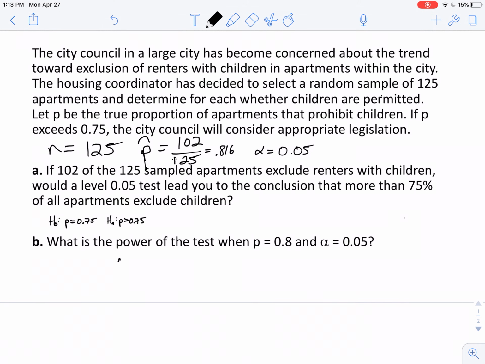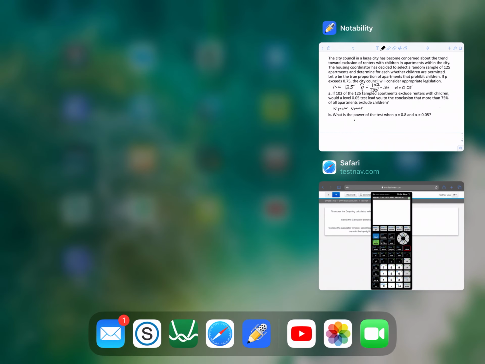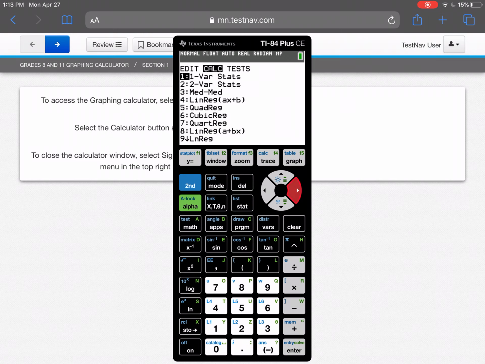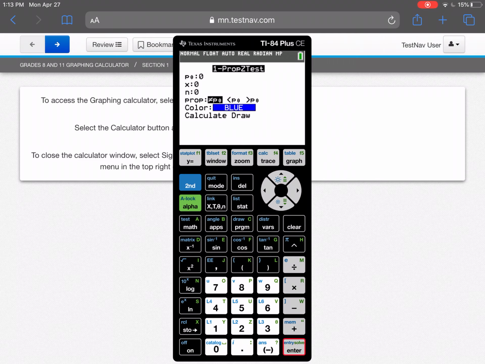And then what I'm going to do is calculate my p-value. To do this, I'm going to use the TI calculator function. So I'm going to hit the stat button, tab over to tests. So this is a z-test for p, so I'm going to pick the one prop z-test calculator function. That p sub 0, that's my null hypothesis, so that's my 0.75. My next two inputs are x and n. So n is the sample size, 125, and then x is what you divide by the sample size to get your sample proportion. So that's going to be 102.